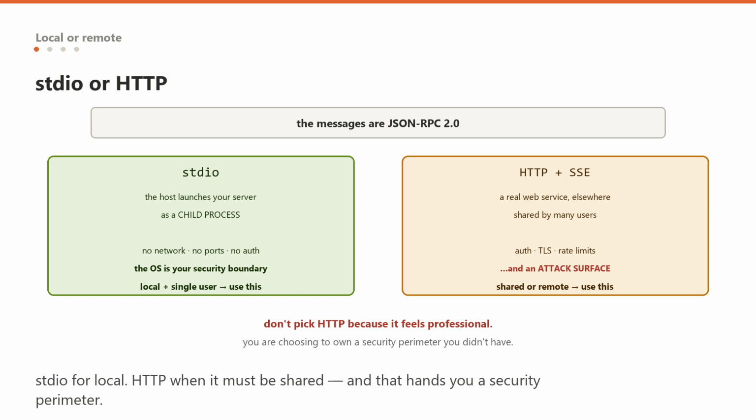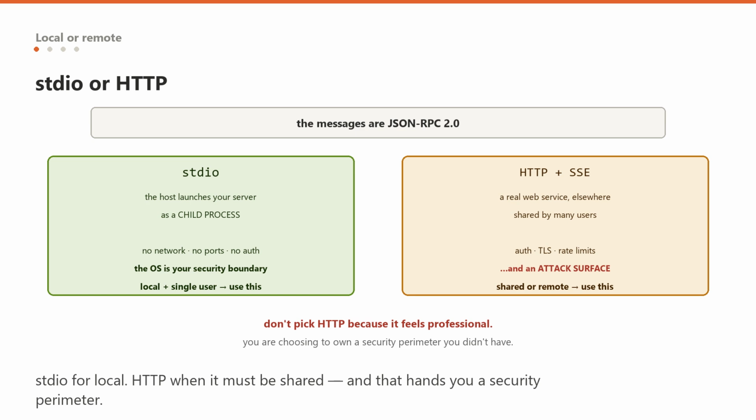MCP messages are JSON-RPC 2.0, and they travel over one of two transports. stdio. The host launches your server as a child process and they talk over standard input and standard output. It is astonishingly simple. There is no network, no ports, no auth, and the operating system's process isolation is your security boundary. This is what a local desktop assistant uses to run a file system server or a local database server. And for local tools, it is almost always the right answer.